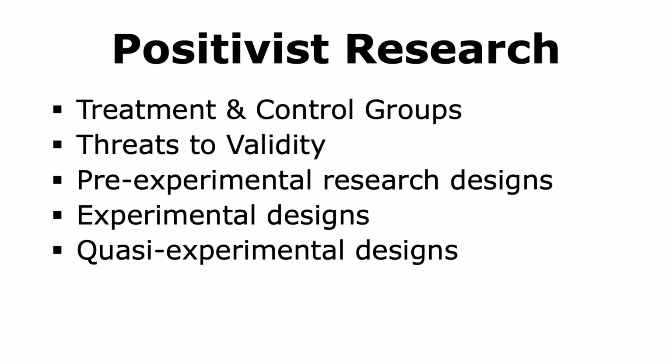So this presentation provides basic information and examples over elements of basic positivist research design, including being able to identify treatment and control groups, being able to define certain threats to validity, and then being able to identify different pre-experimental research designs, experimental designs, and quasi-experimental designs. So that's it for part 2. Now, for part 3, you will be learning similar concepts, but they will address interpretive research designs.